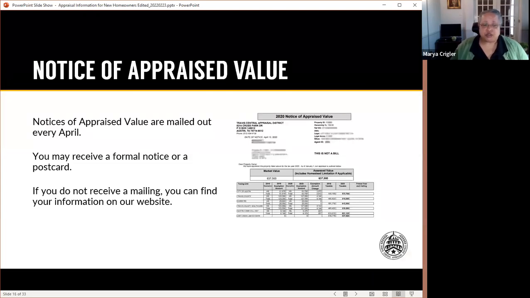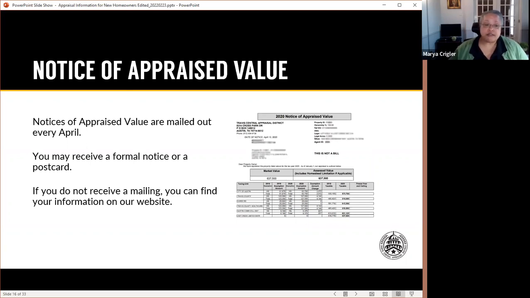So the other thing that the appraisal district does is we'll send out notices of appraised value. And those are mailed out in April. We start generally around April 1st, but again, they will be mailed throughout the month of April. You may receive a formal notice or you may receive a postcard. If your market value is increased by more than $1,000, you're going to receive a formal notice. If your market value isn't changed, you'll receive a postcard.